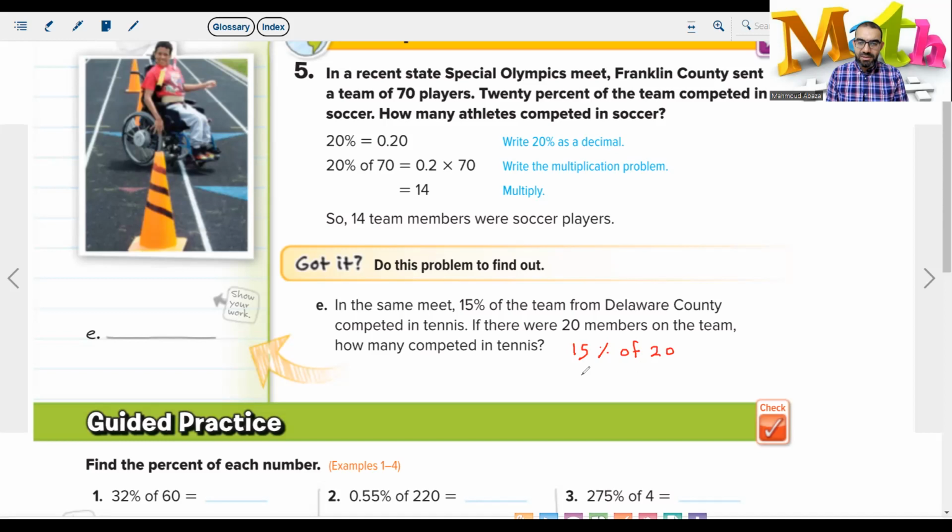We know that 15% is like 15 over 100. Of means multiply. 20 is like 20 over 1. Now we can cancel 1 zero up with 1 zero down. So this is like 15 multiplied by 2, which is 30, divided by 10 times 1, which is 10. 30 over 10 is like 3 over 1, which is 3. So 3 members.